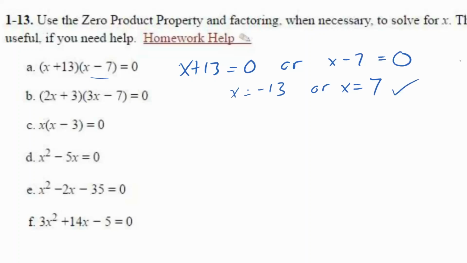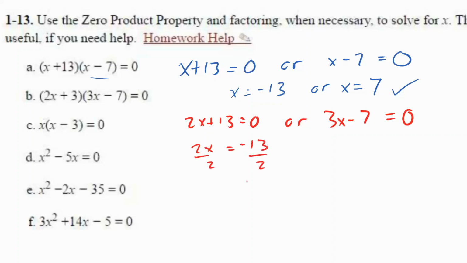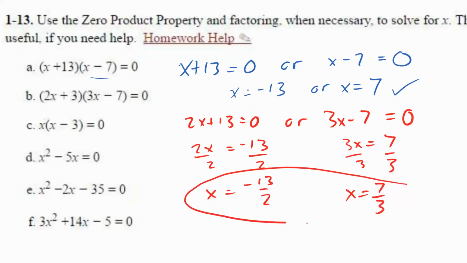And take a look at the next one. Either 2x plus 13 equals 0 or 3x minus 7 equals 0. So we can subtract the 13, divide by the 2, so x equals negative 13 halves. Add the 7, divide by the 3, x equals 7/3. Good, we'll keep going.